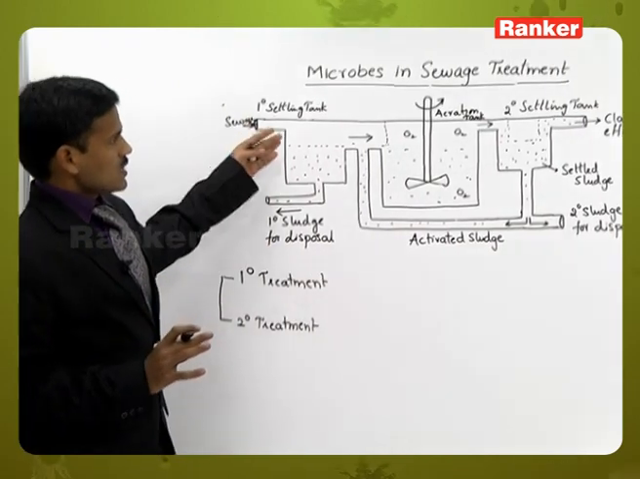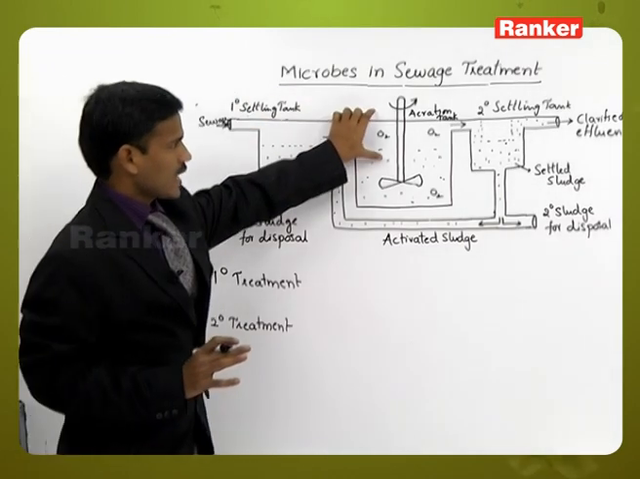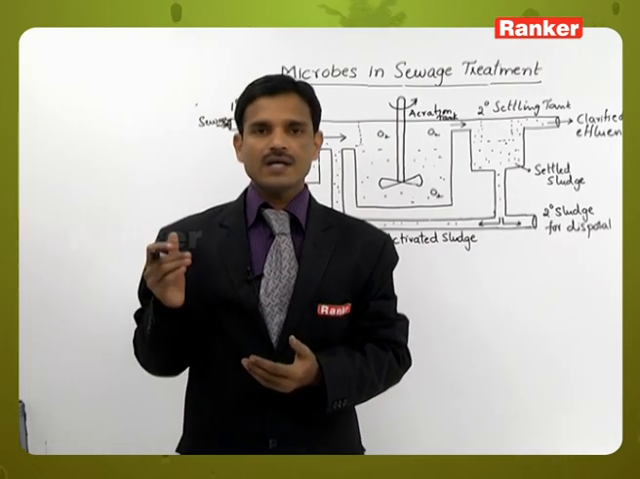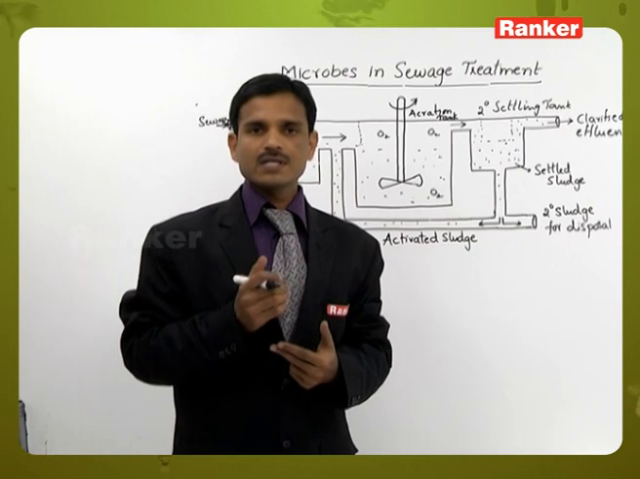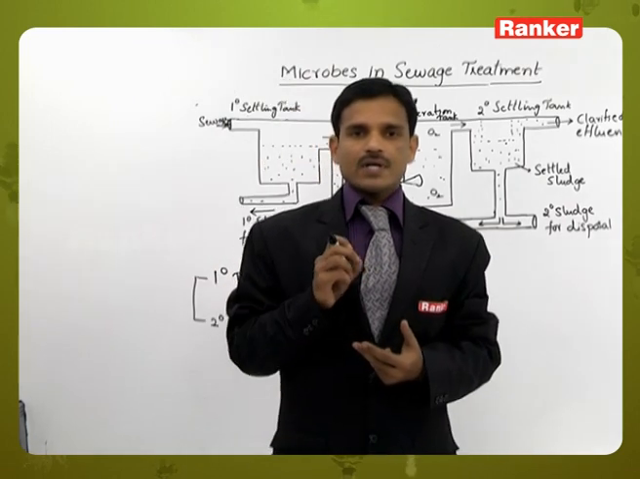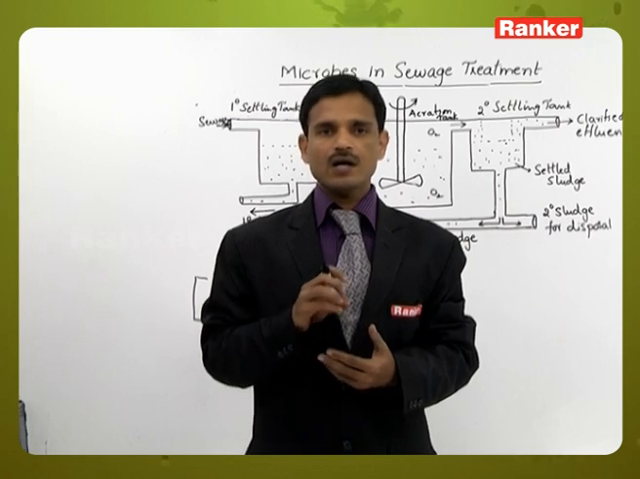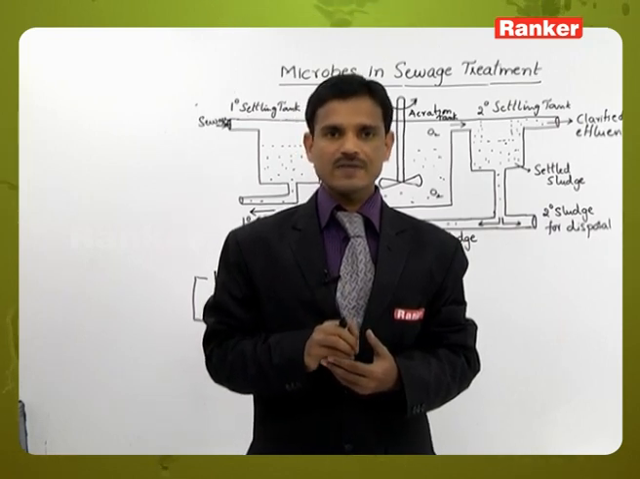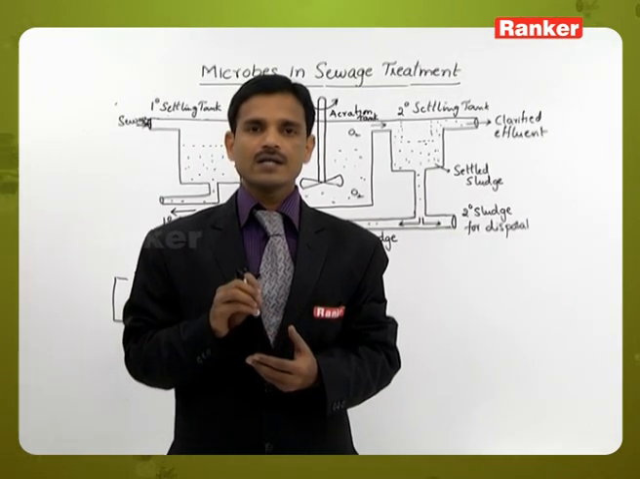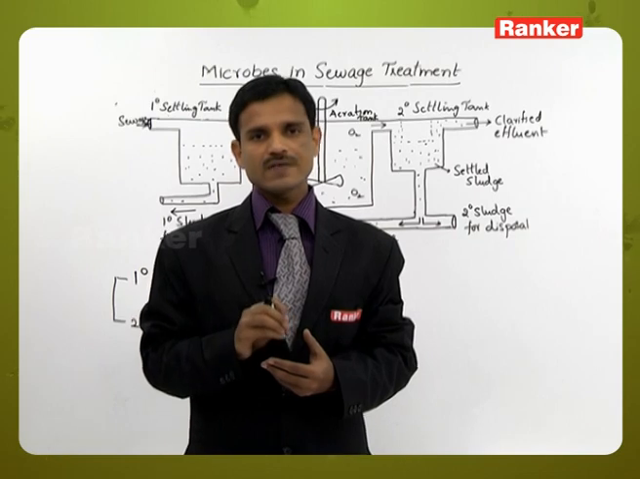This is the sewage treatment plant: primary settling tank, aeration tank and secondary settling tank. First of all, the sewage is released into the primary settling tank. In the primary settling tank, small pebbles, large pebbles and solid materials, and much organic material present in the sewage, are removed.